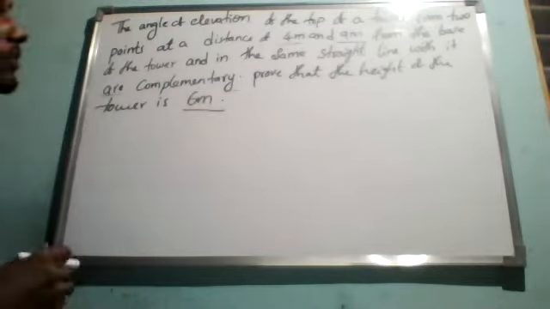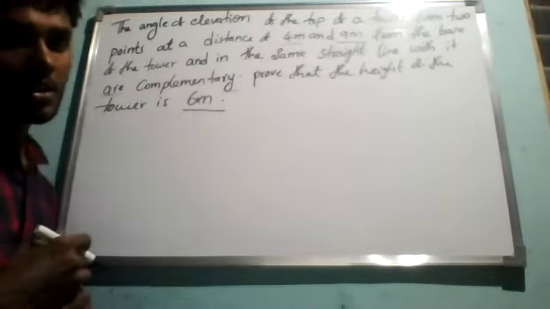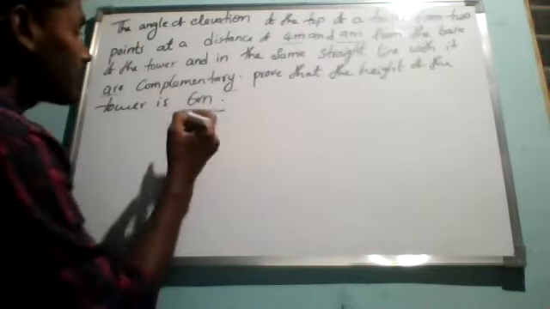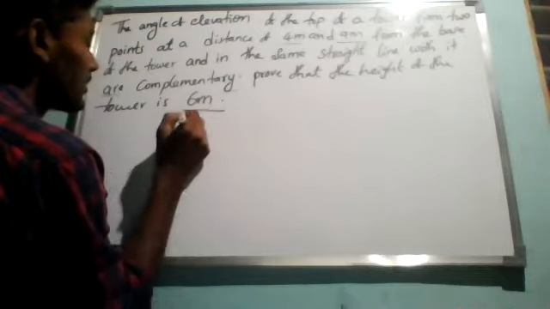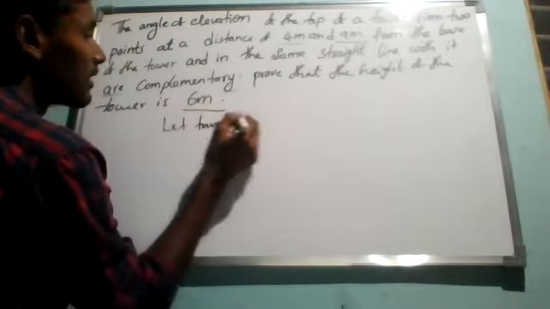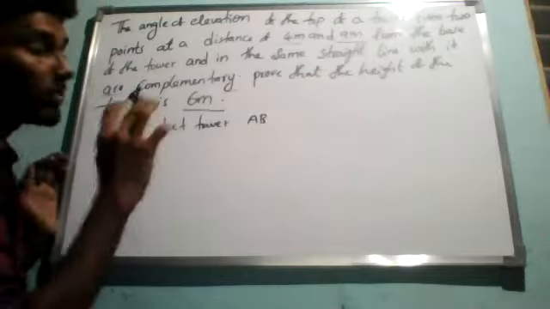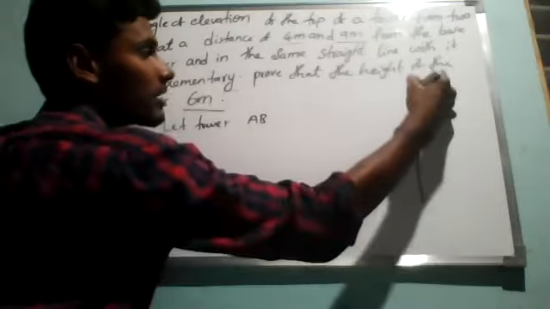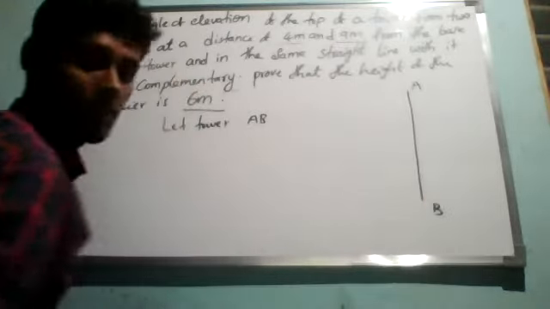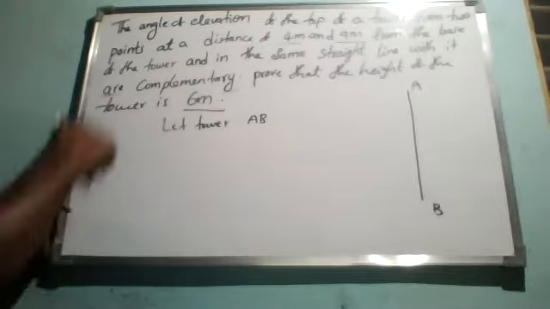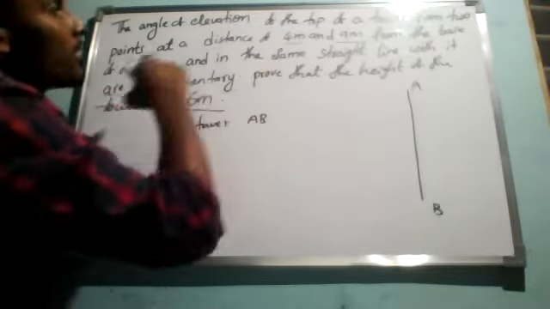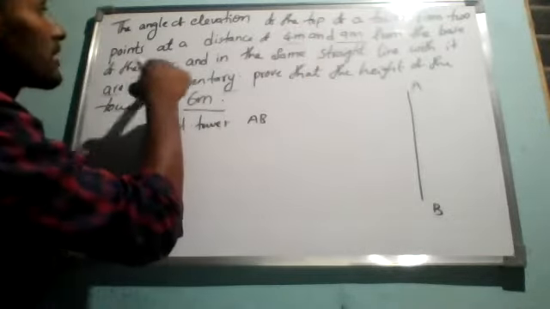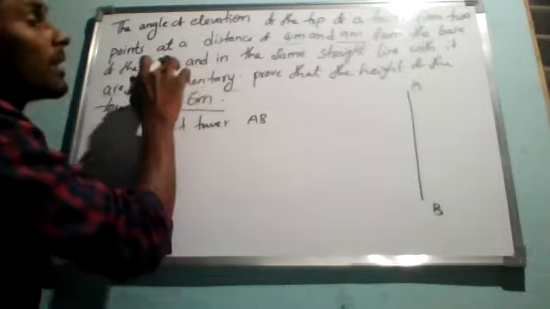Understand? So if you observe carefully, in this problem also they have given that one tower is present. So let me imagine that the tower is AB. If you make the diagram, you can solve it very easily. Now what they are saying: the angles of elevation of the top of a tower from two points at a distance of 4 meters and 9 meters from the base of the tower. Till here, just imagine the base of the tower.